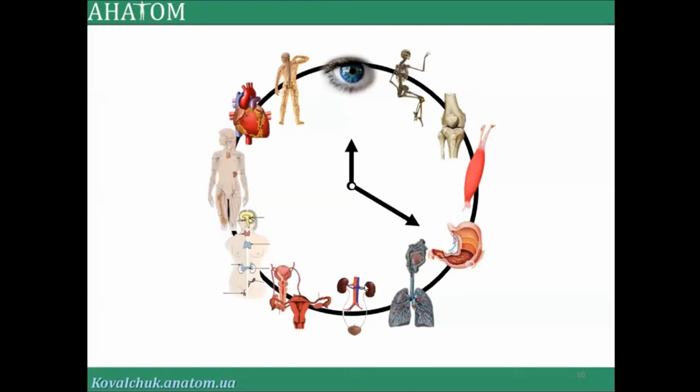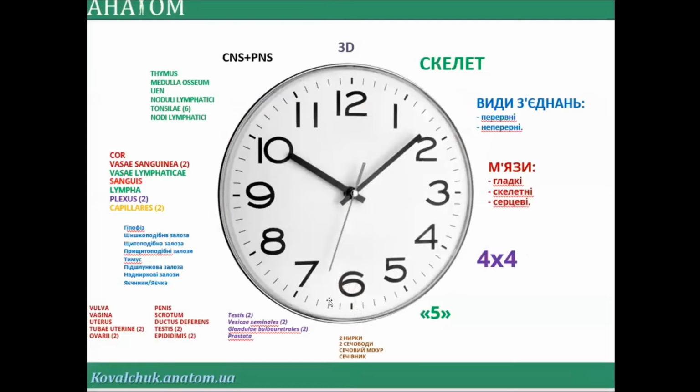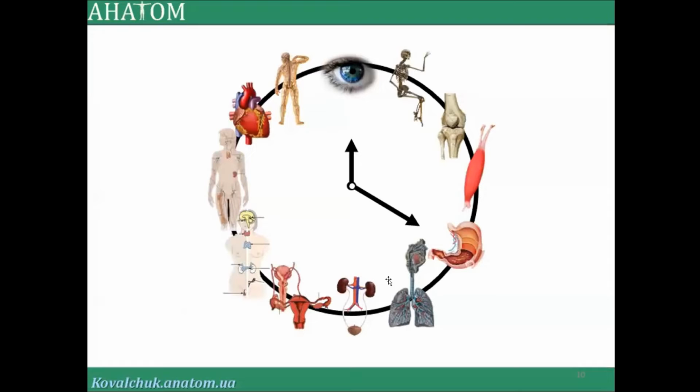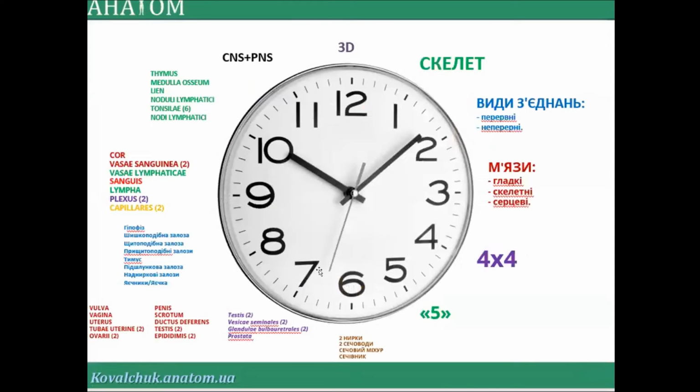Number 6. Number 6 is the urinary system, with 6 organs. We will ask about this. Next one, 7. It's the genital system.